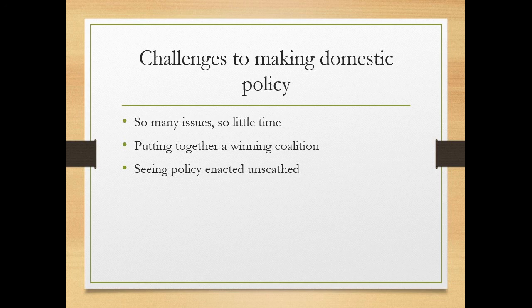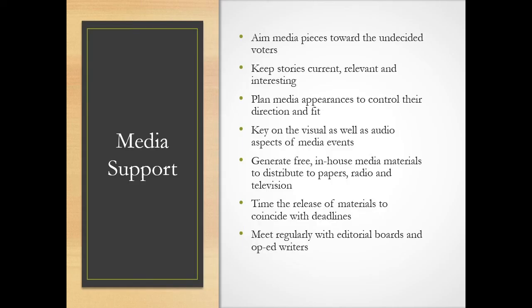You have to put together a winning coalition. So when you're building your legislative team, you have to get those legislators on board who are actually going to be able to help you. And seeing policy enacted unscathed, going through the regulatory process, going out into the bureaucracies to make sure that what you intended actually gets passed. I gave you the EPA, the Environmental Protection Agency, who you remember soft-pedaled that they monitor carbon monoxide emission. And the states had to sue the EPA to force them to do their job. So seeing that the policy is actually enacted as intended and unscathed is another challenge to making domestic policy.